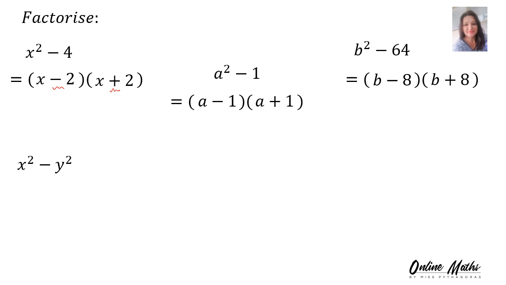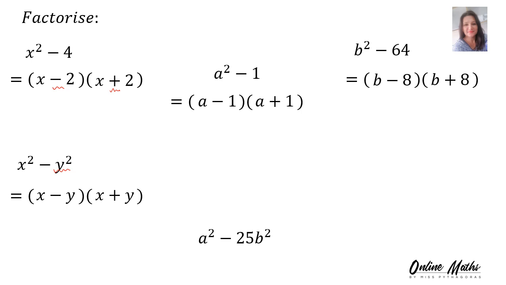X squared minus y squared. So now the second term is also just a variable. It doesn't matter. It's still a perfect square. So therefore, it's still the difference of two squares, and you can say x minus y, x plus y.